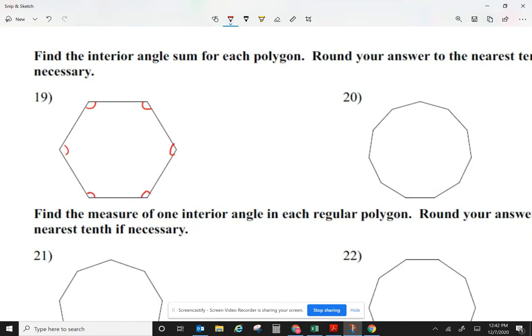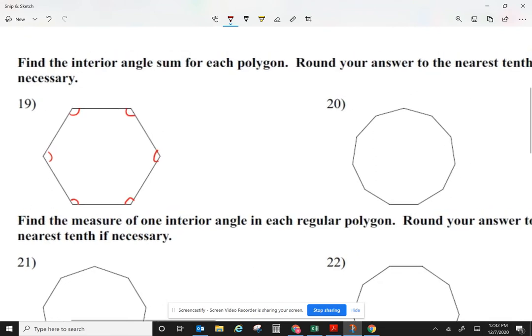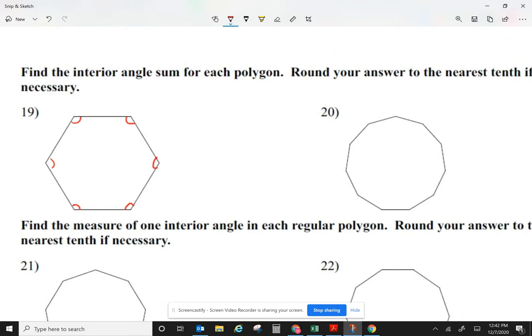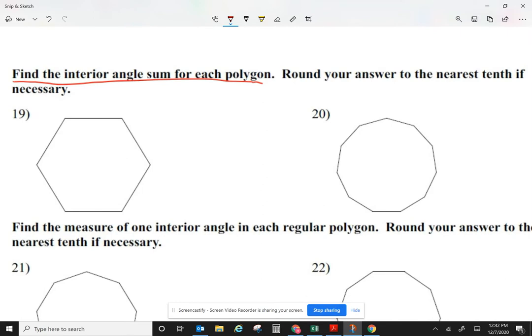The interesting part of the angles on the inside is that the number of angles on the inside is the same as the number of sides. If you notice, I have 6 angles on the inside and I have 6 sides. Now we're going to find how much all of them add up to. That's what we're going to call the interior angle sum. So I'm asking how much are all of them going to add up to. Round your answer to the nearest tenth if necessary.